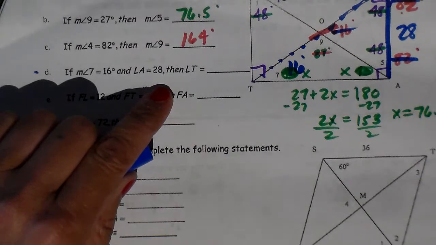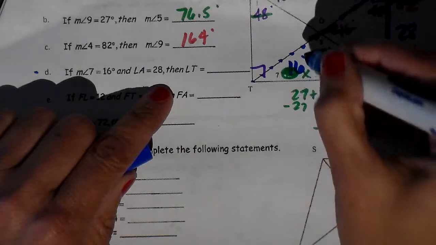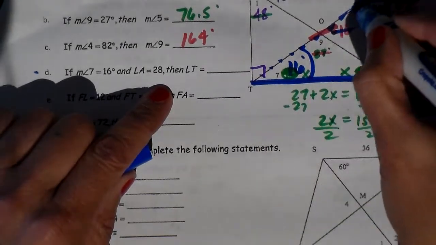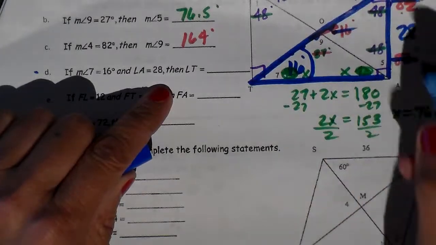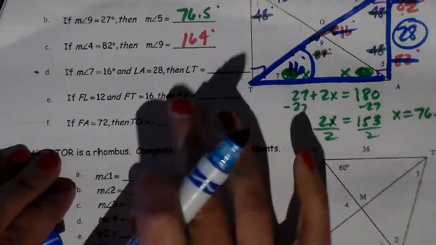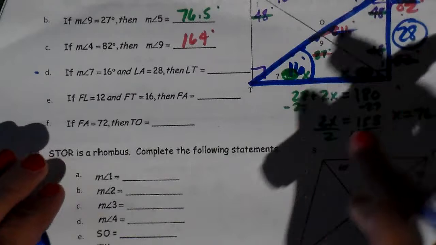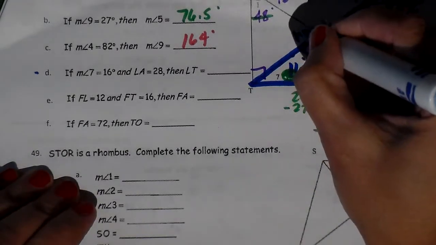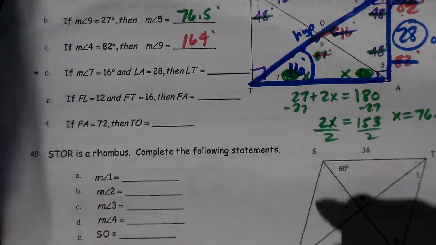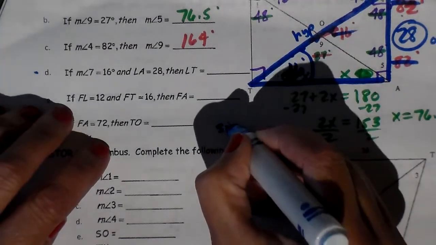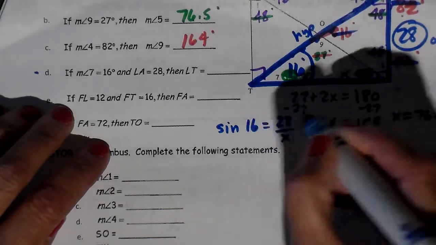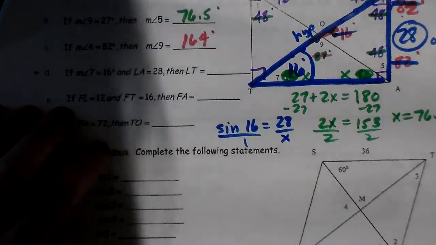Well, here we come with the trig. Okay, we're coming in with the trig. I've got a 16-degree angle here. Do you see my right triangle? I'm going to put blue all the way around it. Okay? I know this one, and it wants LT. It wants this one. So I've got opposite, and I've got hypotenuse. And remember, from your trig, that's sine. So the sine of 16 equals 28 over x, which is my hypotenuse.